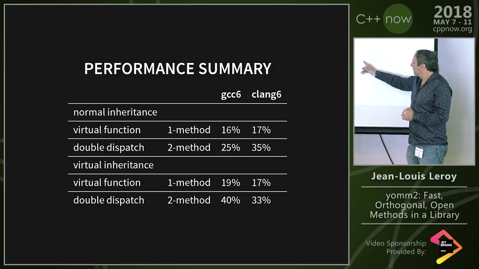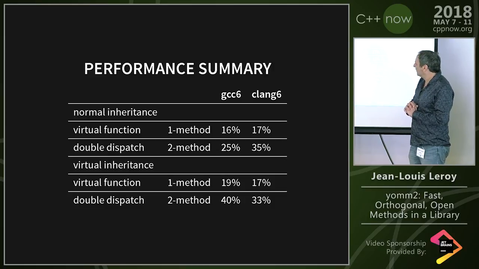And here, 25% slower with open methods with GCC. Clang is not as good.